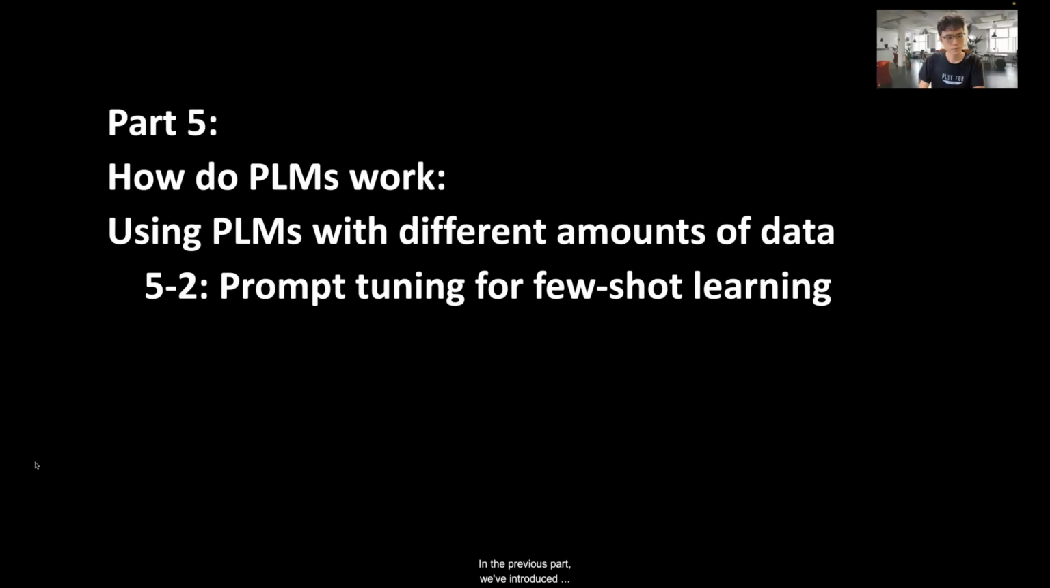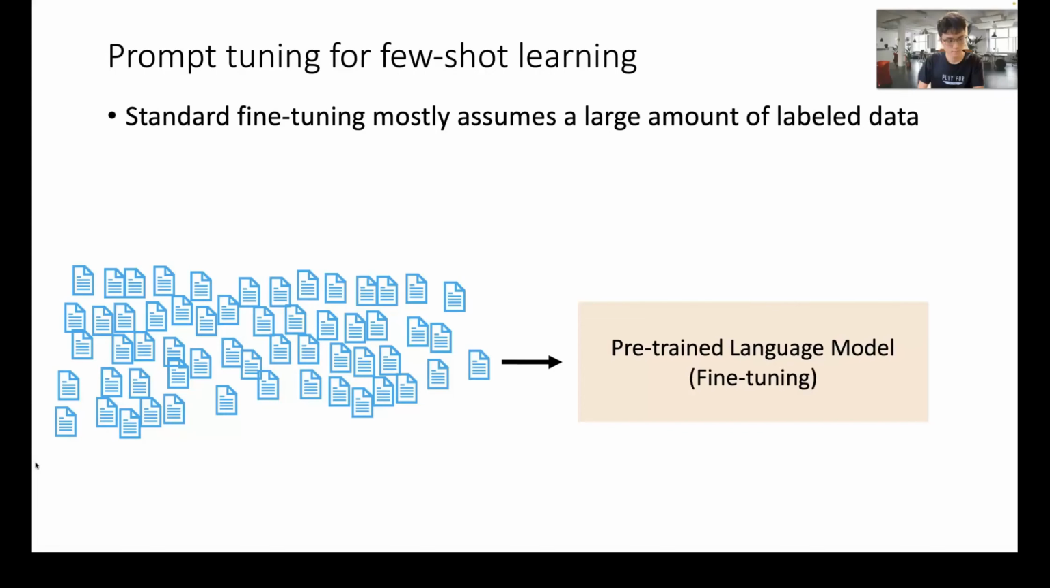In the previous part, we introduced intermediate text fine-tuning, which uses additional labeled data from other datasets. Next, we consider a different scenario, when we only have the labeled data of the target task. Moreover, we are going to consider the case when the labeled data is limited.